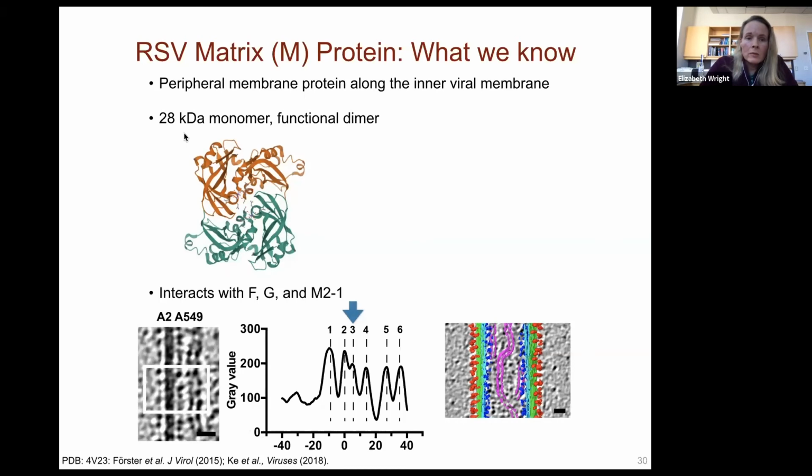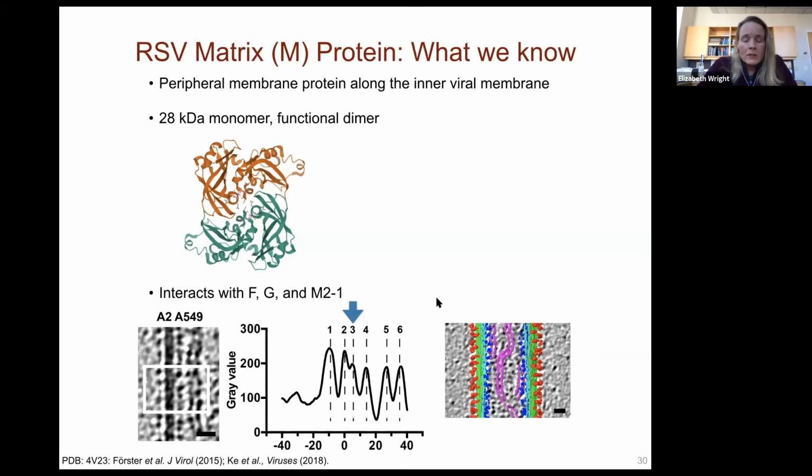It's a small 28 kilodalton monomer. It works as a functional dimer, as you can see here. It interacts with F and G on the surface of the virus particles and M2-1 on the interior. This density plot illustrates that: peak 1 is the F glycoprotein, 2 is the lipid membrane, 3 is the matrix protein just along the interior of the lipid bilayer, 4 is M2-1, and 5 and 6 are the ribonucleoprotein complex.